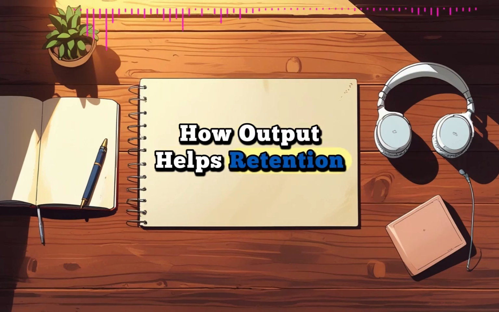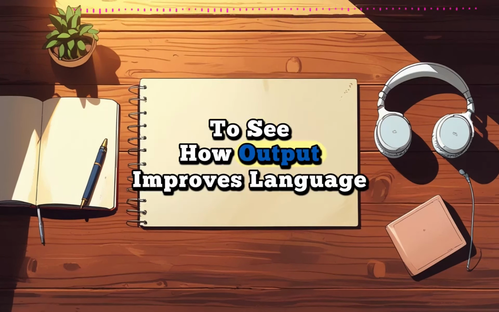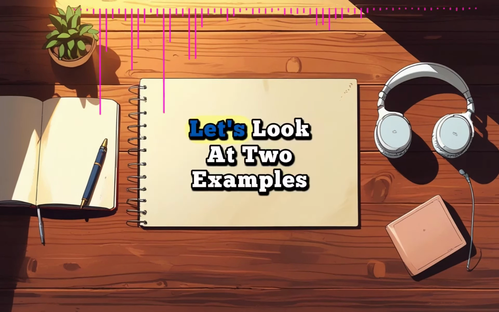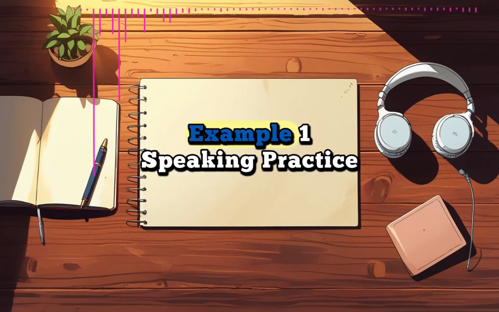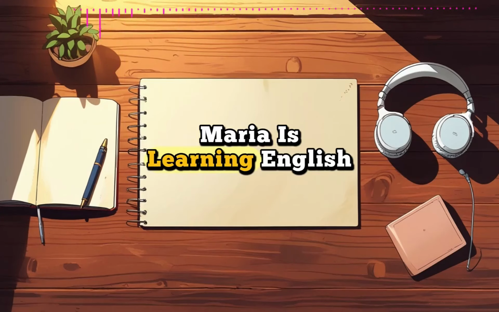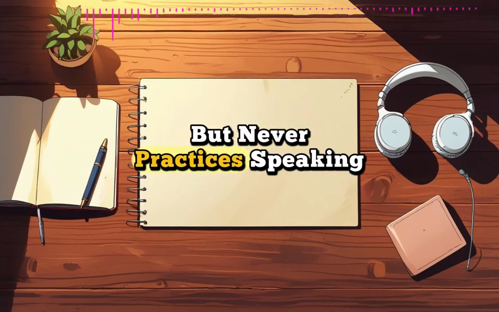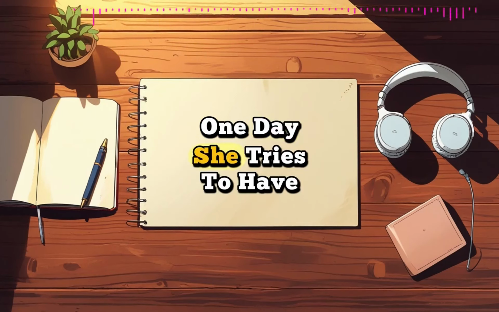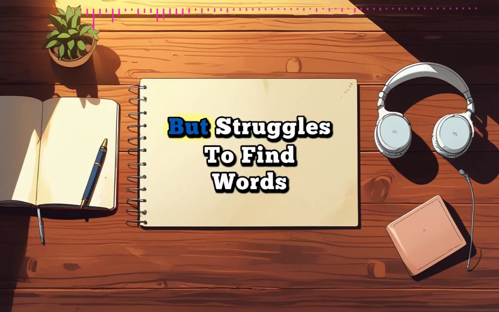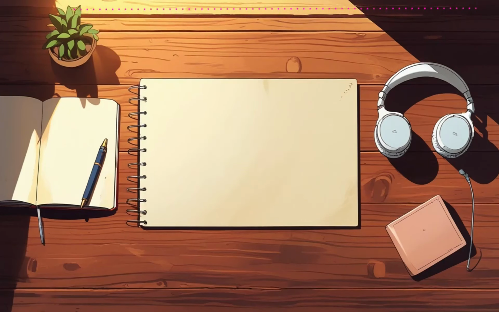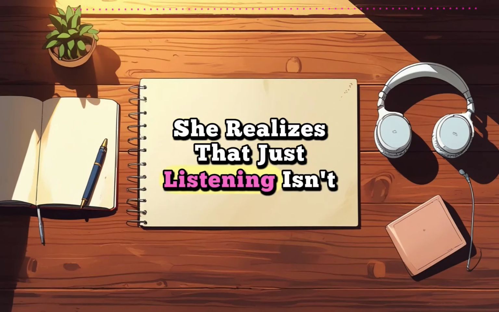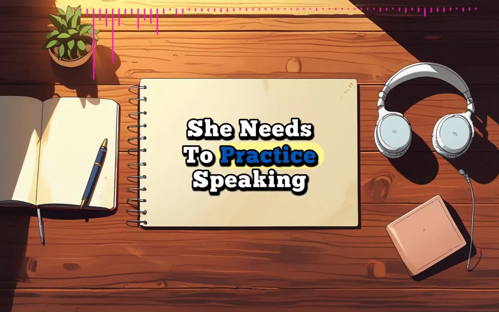How output helps retention. To see how output improves language skills, let's look at 2 examples. Example 1. Speaking practice. Maria is learning English. She listens to podcasts every day, but never practices speaking. One day, she tries to have a conversation in English, but struggles to find words. She realizes that just listening isn't enough. She needs to practice speaking.